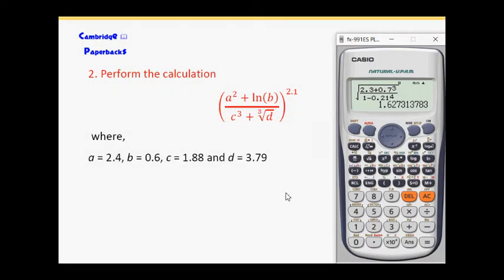Now in the second problem we are going to have a whole number, and we're going to raise this to the power of 2.1. Now you will notice that in this expression we just have letters. So we have an A, we have a B, we have a C and a D. And here are the values for these letters. So A is 2.4, B is 0.6, C is 1.88 and D is 3.79.